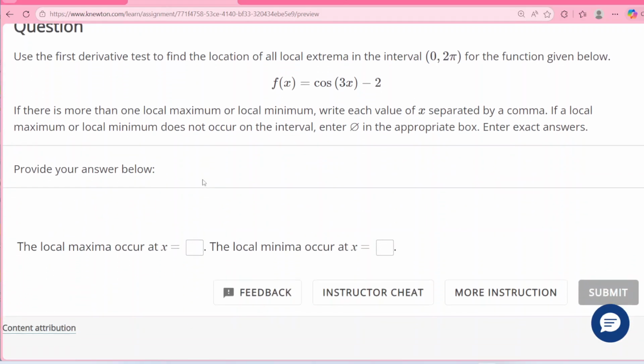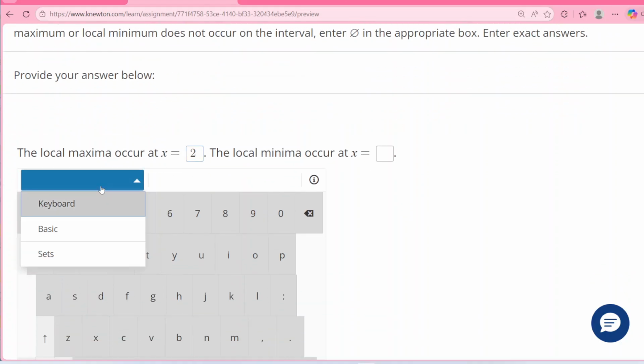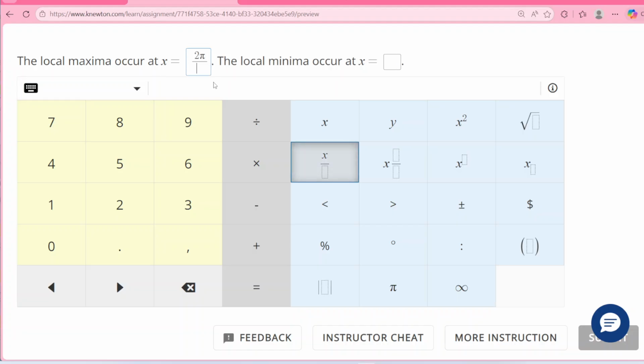So I got to separate those with commas. So yeah, there's 2 locations between 0 and 2 pi where there's going to be a local max. So 2 pi over 3. I'll pull up the basic keyboard so the pi symbol's there, right? So 2 pi over 3 and 4 pi over 3 are locations where you have a local max.